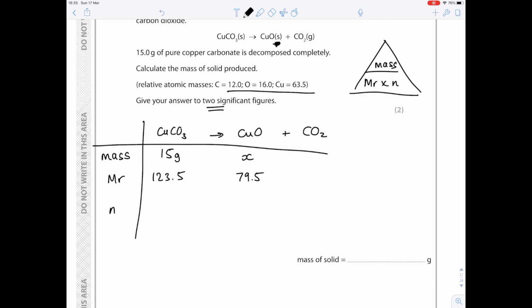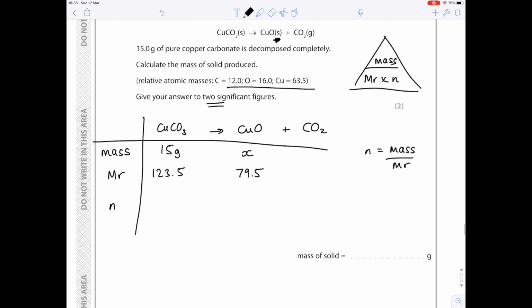To work out the number of moles of copper carbonate, look at your formula triangle. You want to do mass divided by MR. So let's do that now for copper carbonate. Do 15 divided by 123.5 to get a number of moles, which is 0.12145.